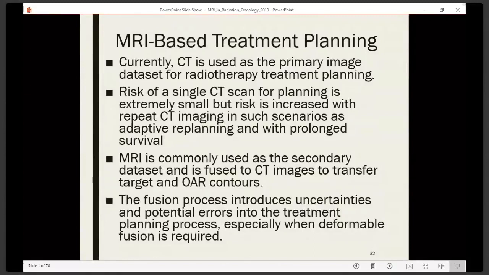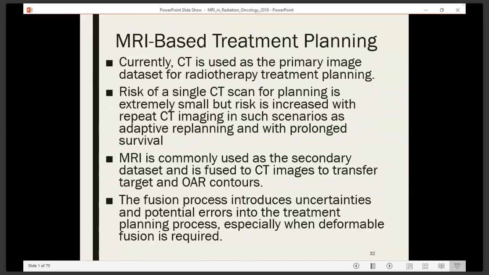So as you know, CT is the primary image modality used for radiation therapy treatment planning these days. The risk of a single CT scan isn't small in terms of the radiation risk, but these days a lot of patients are subjected to adaptive replanning. That means rescanning, and if they have prolonged survival, they may be coming back in 2 or 3 years or 5 years or 7 years, and their lifetime exposure to CT can be sometimes quite significant.